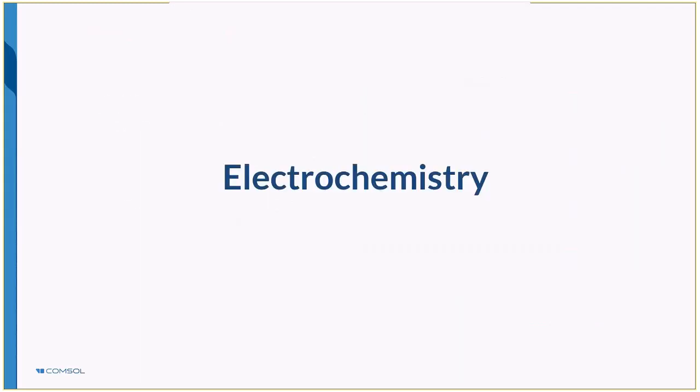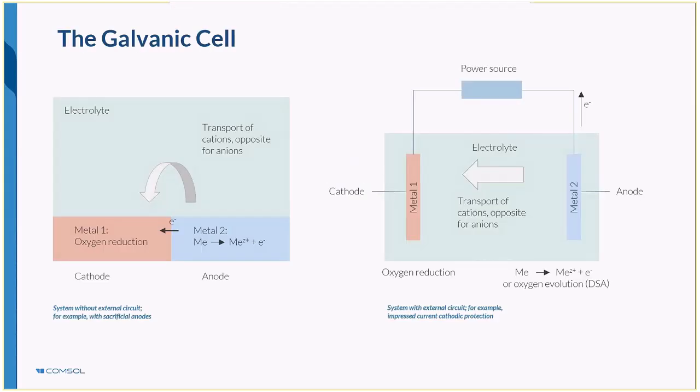So to begin with, let's take a brief look at some of the electrochemical theory underpinning these models. When we simulate corrosion processes, what we model is basically a galvanic cell. The figure on the left here shows two metals in contact. Metal 1 acts as our anode, and metal 2 acts as our cathode. Sorry, the other way around.